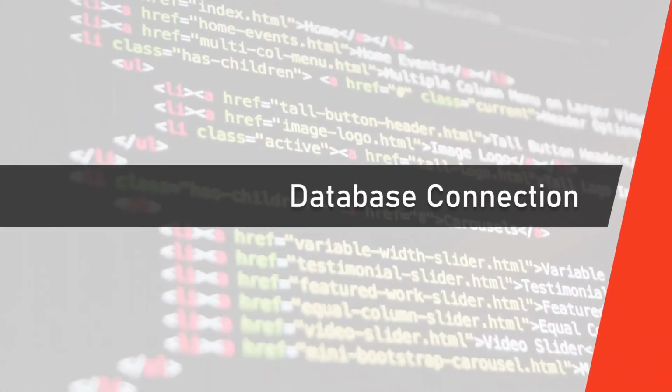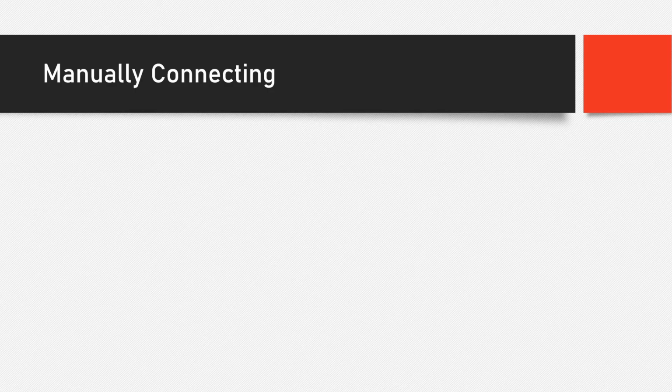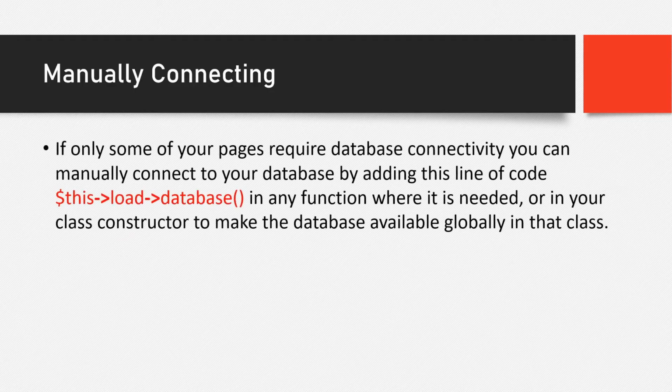Okay, now let's talk about the database connection, since we're already done configuring our database. Let's talk about how we're going to connect to our database every time we need to use it or make a query to the database. So there are two ways. We have the manually connecting and the automatically connecting. Let's start with the manually connecting.